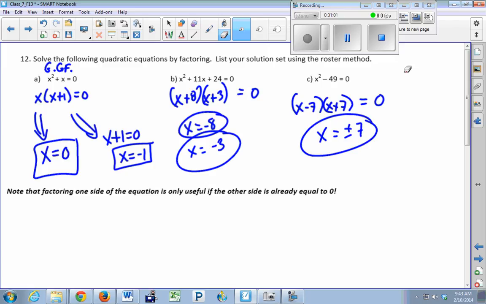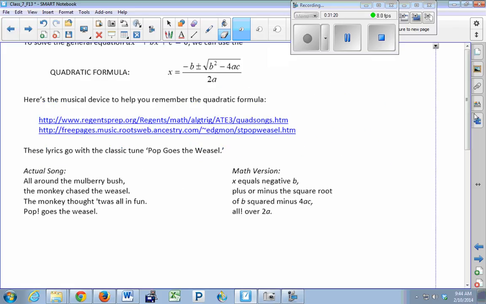But not all expressions come nice and friendly like this. We can get things that we can't factor, and therefore the last technique, using the quadratic formula, can be used for any quadratic equation, no matter what it looks like. So let's take a look at the quadratic formula.